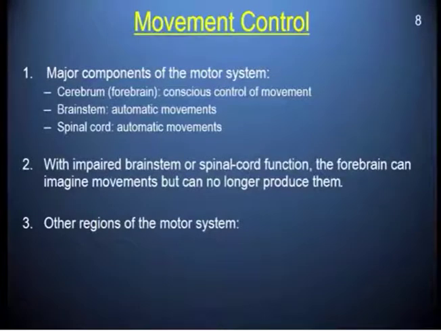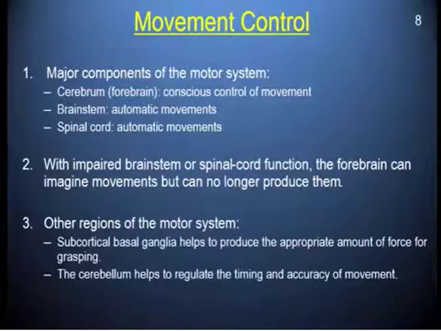We can see changes when there are lesions or defects or injuries that occur in the brainstem and the spinal cord. Then the forebrain can no longer communicate to have the movement occur, but it can still create patterns. And this is because people can verbalize them.